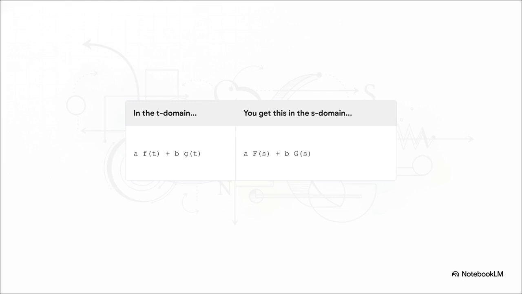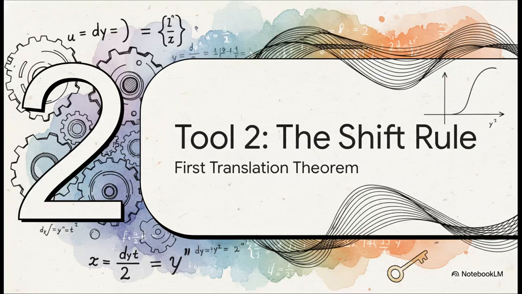This property is why we can use a table of standard transforms for simple things like sine or t-squared to build up the solutions for way more complicated functions. Okay, on to our second tool, the first translation theorem. But honestly, pretty much everyone just calls it the shift rule.